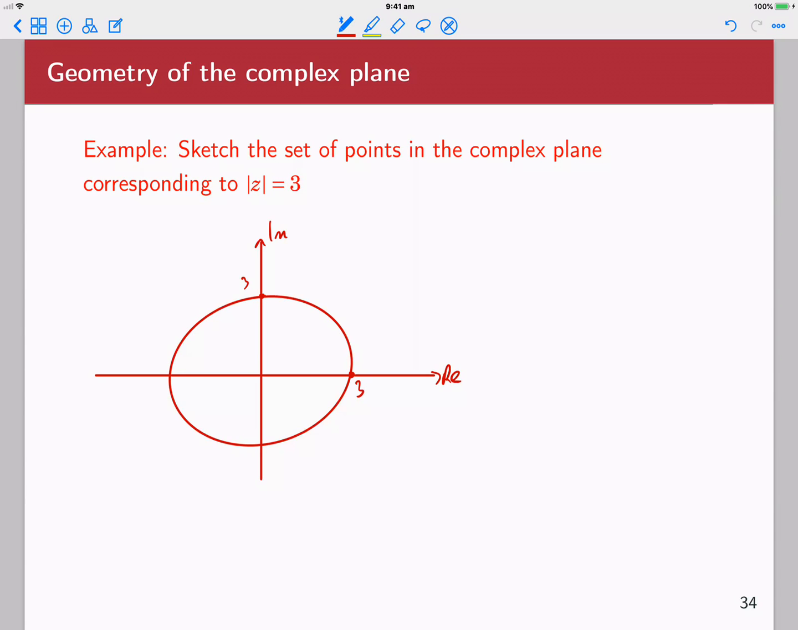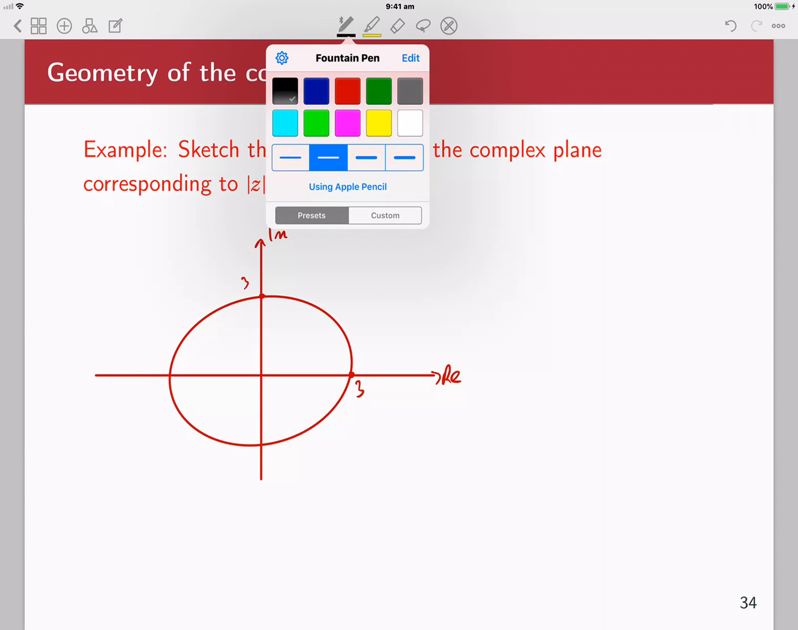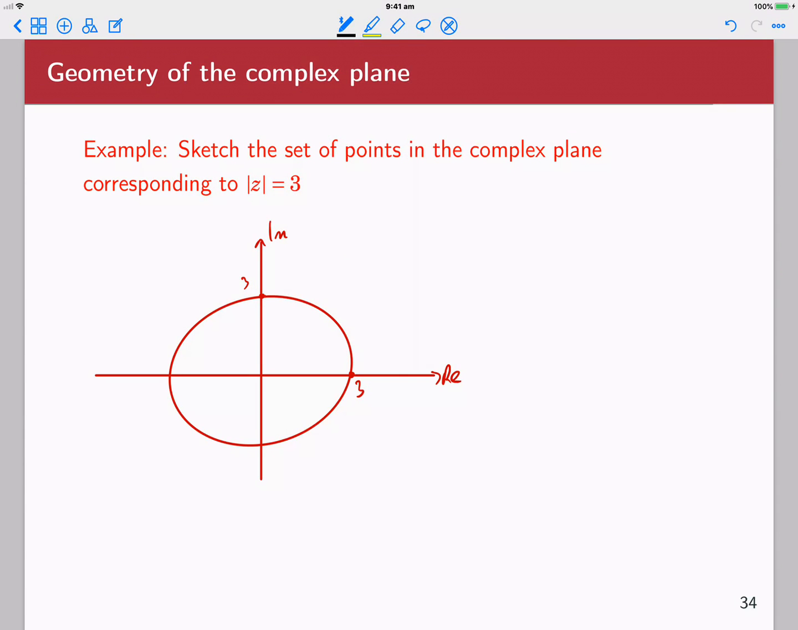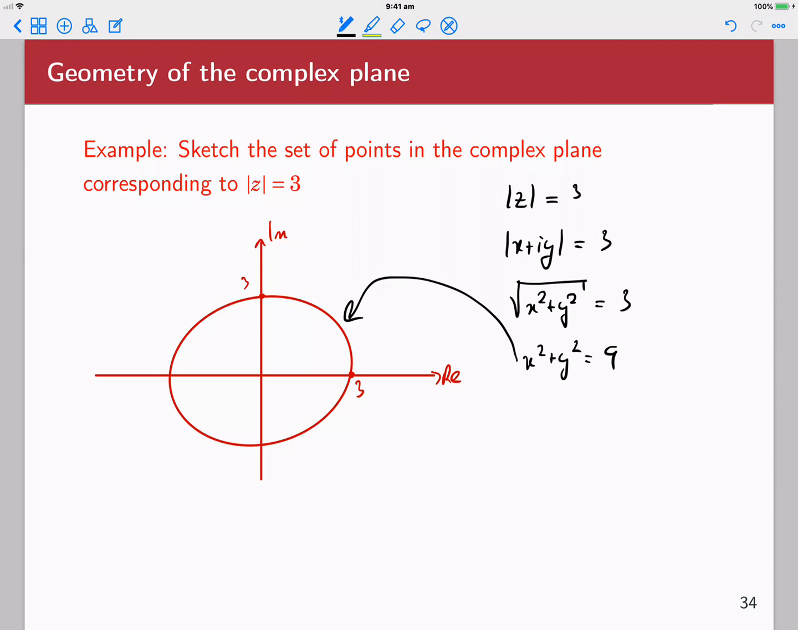Now with questions like this, if you don't see it straight away, that's no reason to panic or to give up, because you can also solve it algebraically. So what I mean by that, let's say I didn't realize that this is a circle. So I could say, okay, we want mod z to be 3, let z be a random number, call it x plus iy, right? Now we know the modulus of x plus iy is just the square root of x squared plus y squared. And now if I square both sides, I get x squared plus y squared equals 9. And this is the equation of this circle.